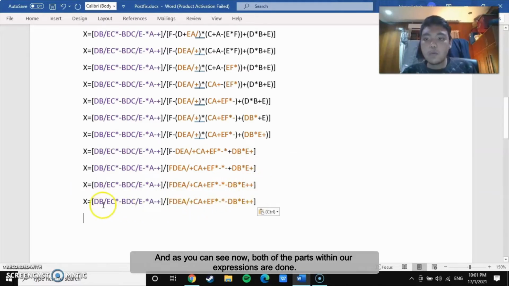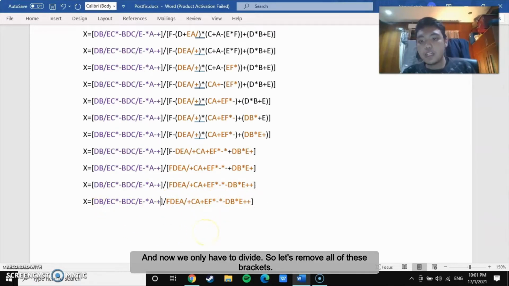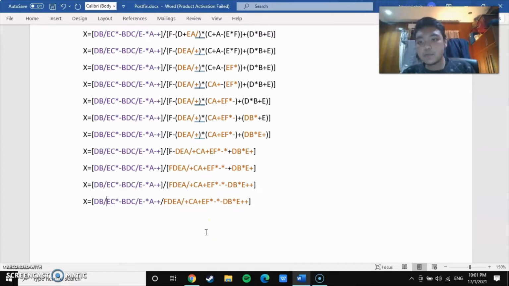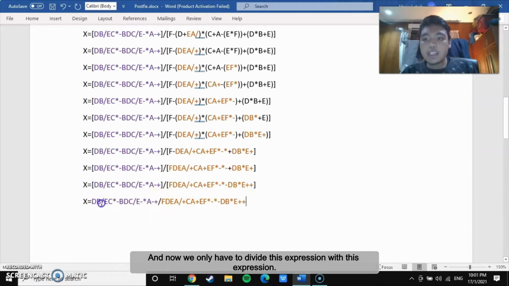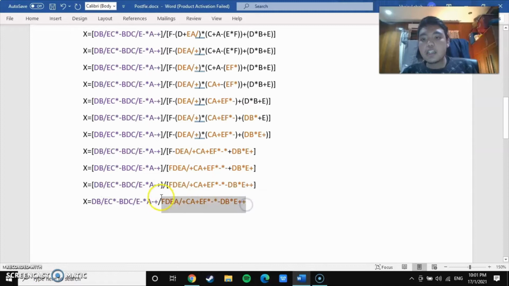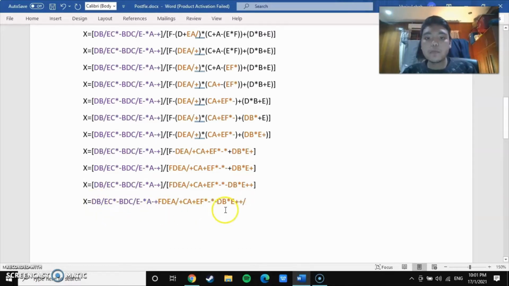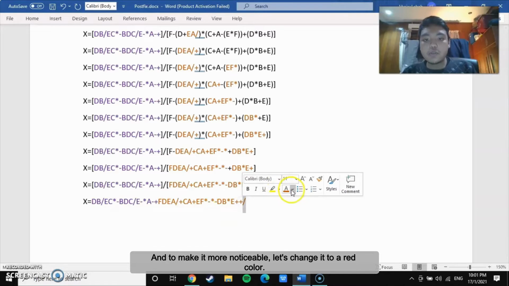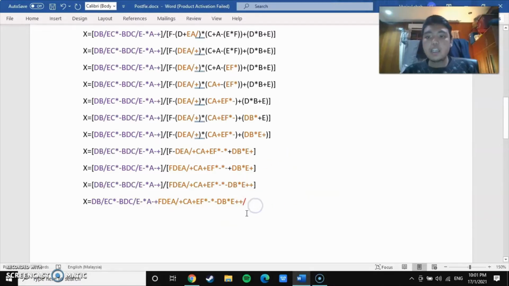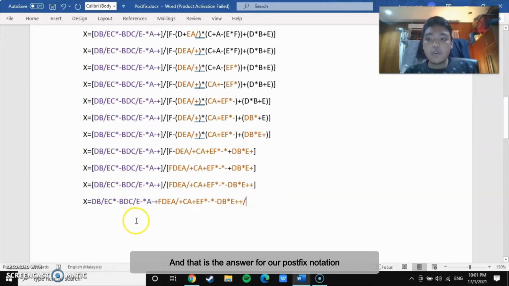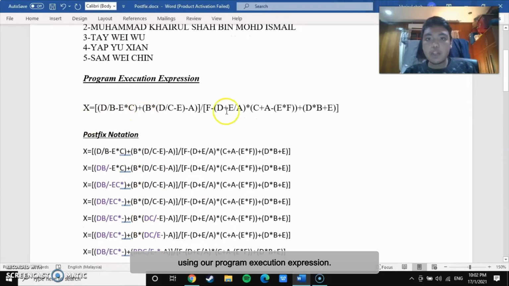And as you can see now, both of the parts within our expression are done. And now we only have to divide. So let's remove all of these brackets. And now we only have to divide this expression with this expression. So the divide operator will be shifted all the way to the front. And to make it more noticeable, let's change it to a red color. And that is the answer for our postfix notation using our program execution expression.